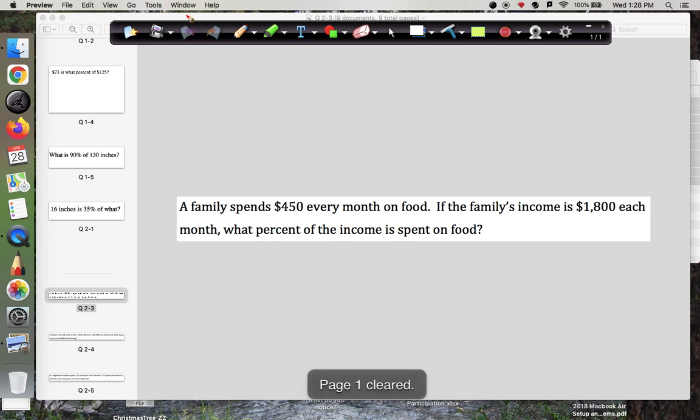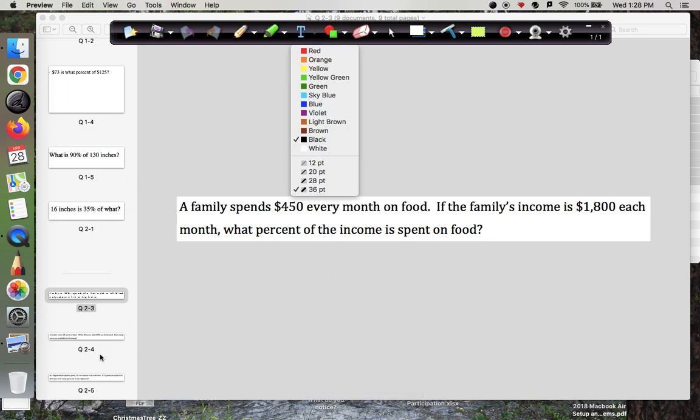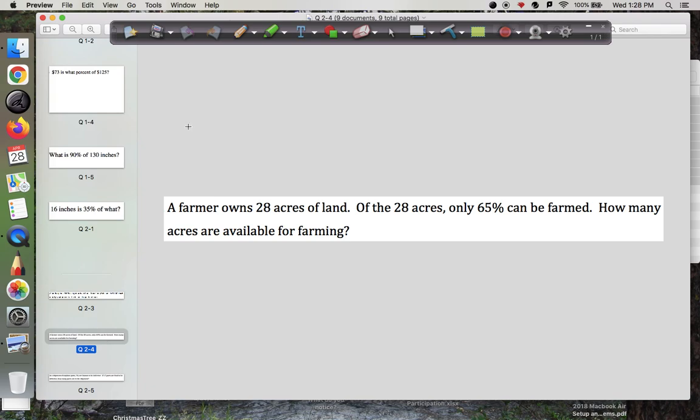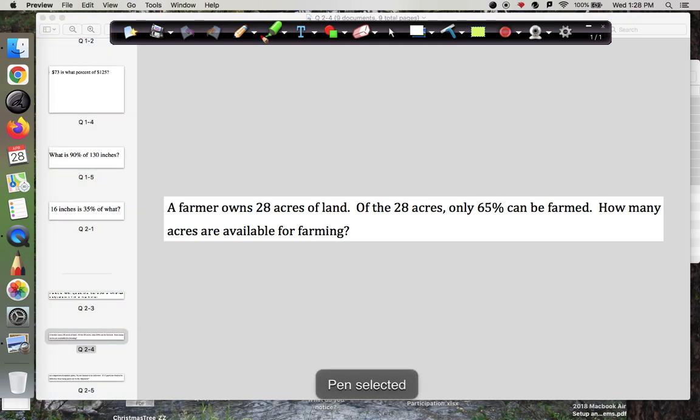Problem number 4. Second step, fourth problem. A farmer owns 28 acres of land. Of the 28 acres, only 65% can be farmed. How many acres are available? So the 28 is the entire amount. This is all the land that he owns, all of it. So that's all.